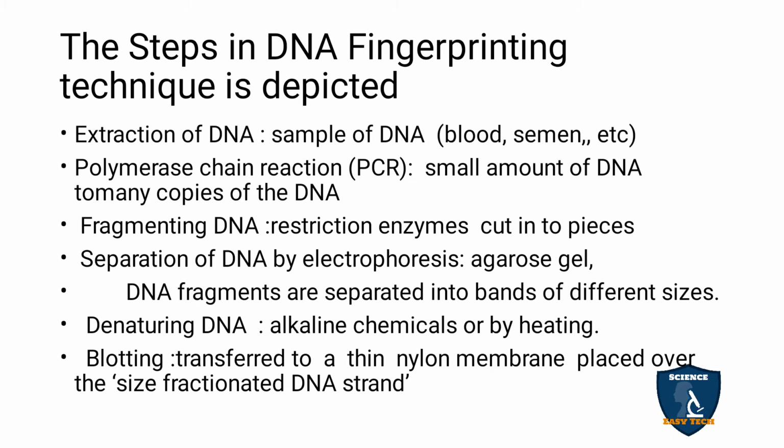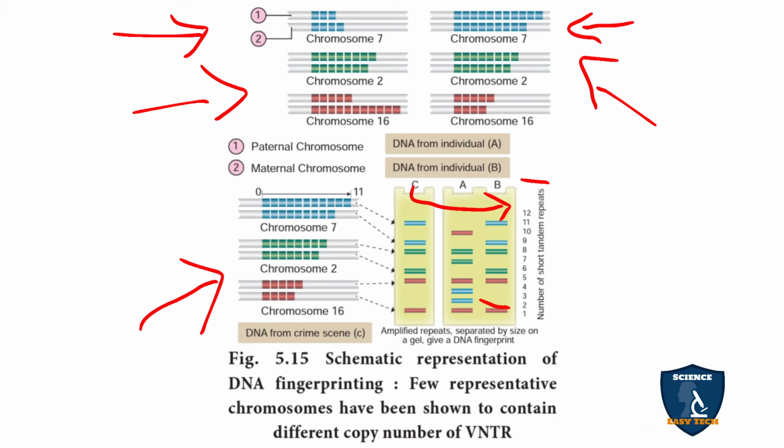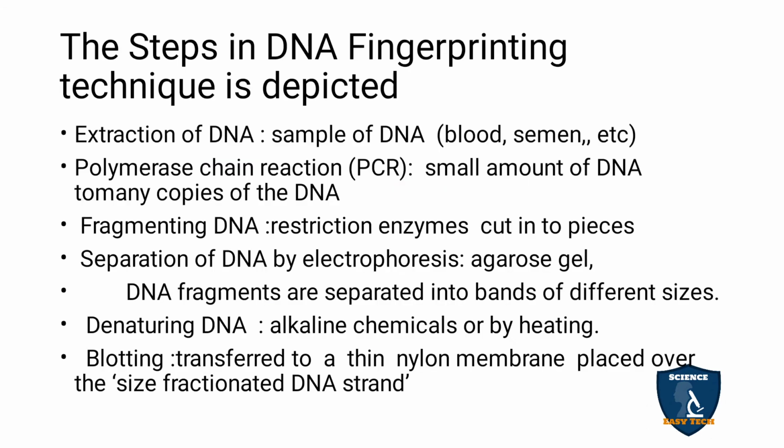This reaction is able to multiply the copies more in number at a time. And fragmenting DNA using restriction enzyme. So the DNA molecule is cut into pieces with the help of restriction enzymes. Separation of DNA by electrophoresis, that is here. This is the agarose gel electrophoresis and you can see how the DNA molecules, the DNA bands, the chromosomes are separated here. That was done with the help of agarose gel.